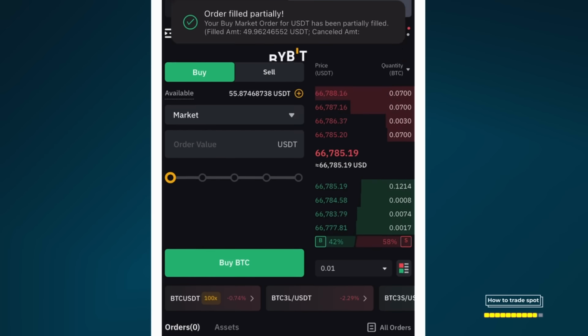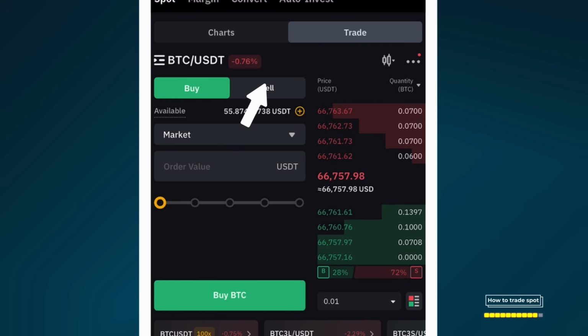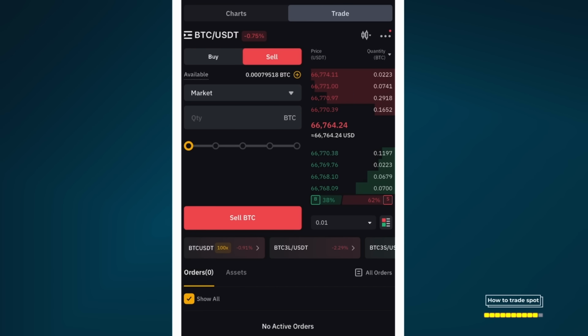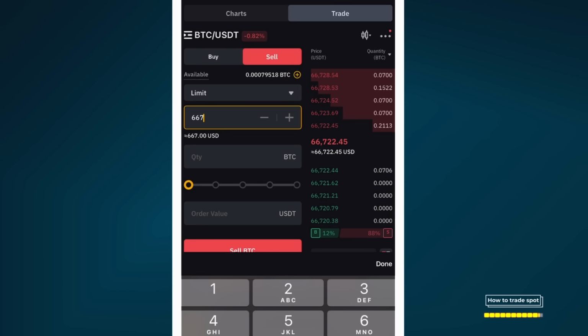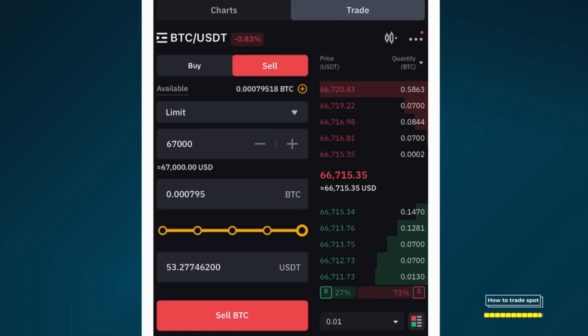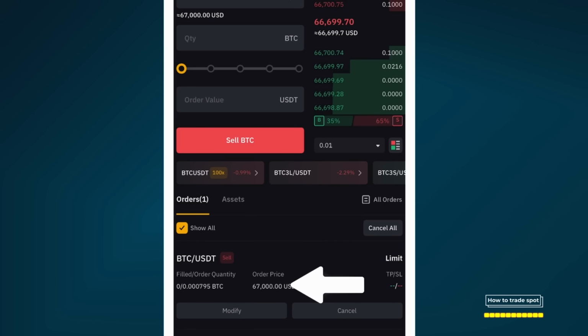So I have purchased Bitcoin now, right? Say I want to sell, I'll click on sell, and this is the amount of Bitcoin I purchased. Now I want to sell this Bitcoin at a higher price. So I want to sell it when the price gets to say 67,000, right? So I want to sell all the Bitcoin that I purchased, right? So it is now 53. So my gain for buying at the price I bought and selling at 67,000 is $3, so $3.2. I'll go ahead and click on sell Bitcoin. So my order will be placed here. Once Bitcoin gets to 67,000, it will be sold. So this is simply how to place trades.